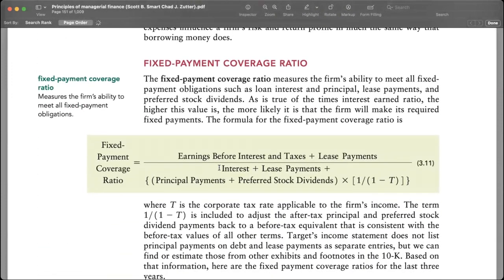So what are the fixed payments? Number 1, interest. Number 2, principal that you have to repay very soon. Number 3, preferred dividend. Number 4, lease payment. All these are included in this ratio. So a higher fixed payment coverage ratio indicates that you have the ability to meet all the fixed financial obligations, and a lower value indicates you have less ability. Yes.